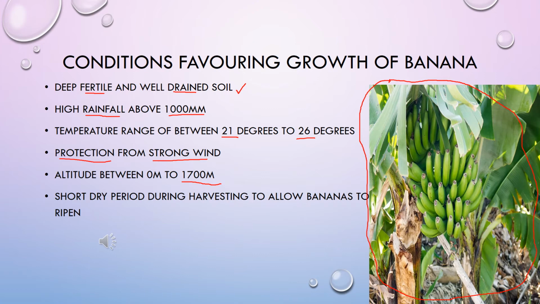And then lastly, another condition which favors growth of banana is a short dry period, especially during harvesting, so as to allow bananas to ripen. In case you don't want to eat bananas in their green state, you want to make them ripen, you need a short dry period for the bananas to ripen. So that is a condition that bananas also need.